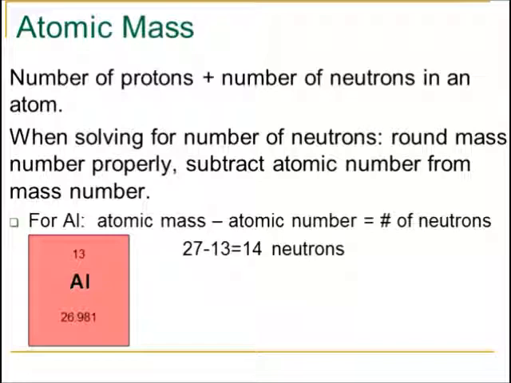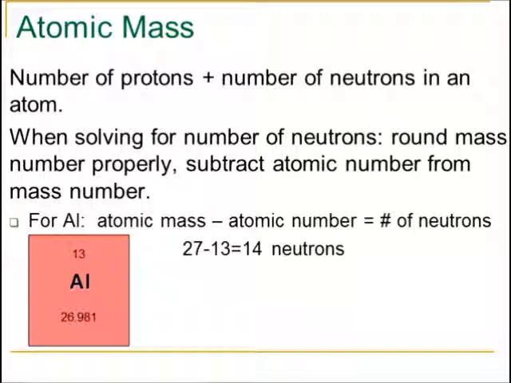Okay, atomic mass. This is the number of protons plus the number of neutrons. When we solve for the number of neutrons, we round the mass number to the proper place that we're supposed to. And then we subtract atomic number from atomic mass. Again, as I've already told you, that would be the way to figure out the number of neutrons.